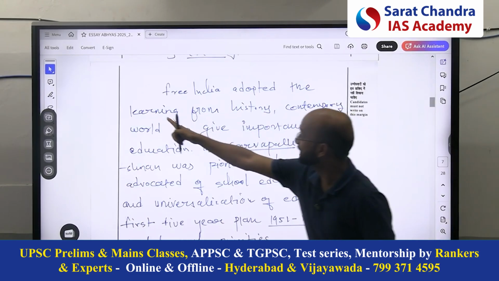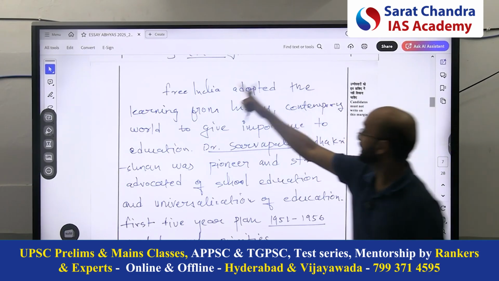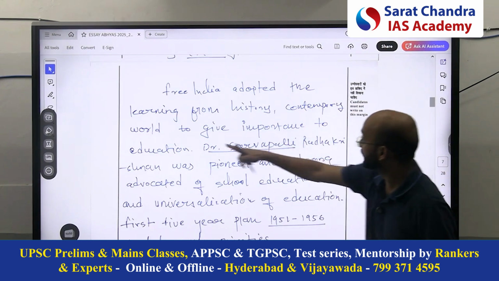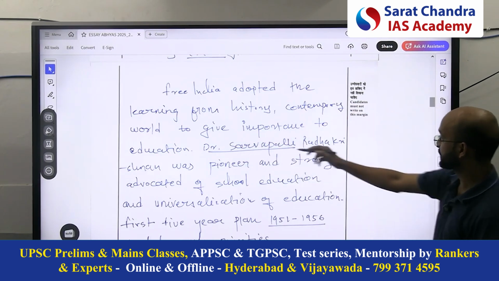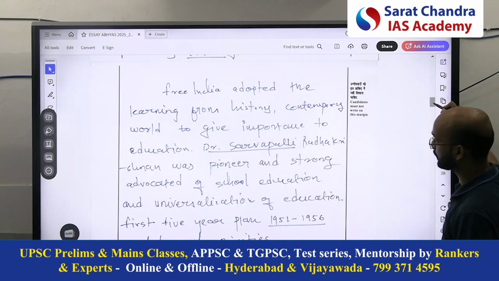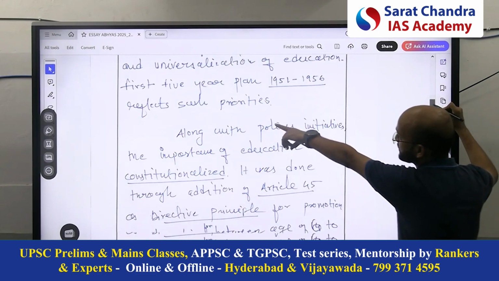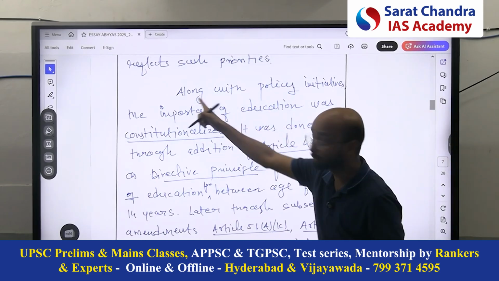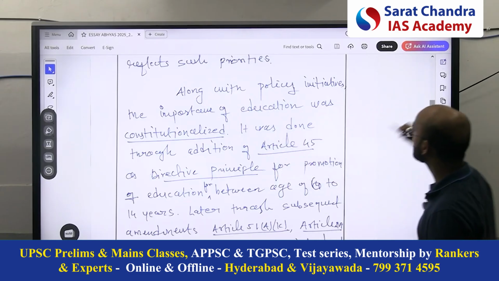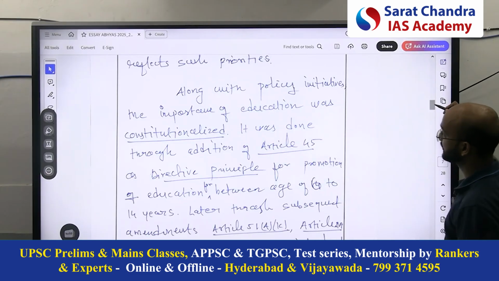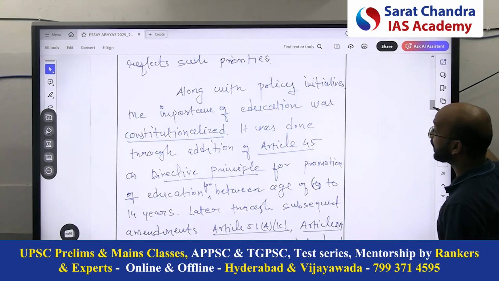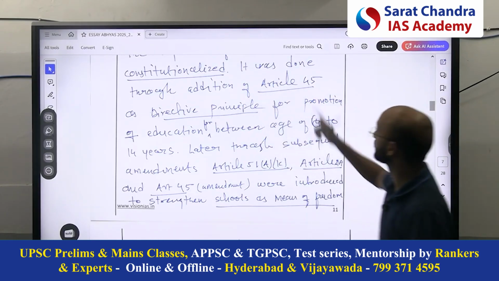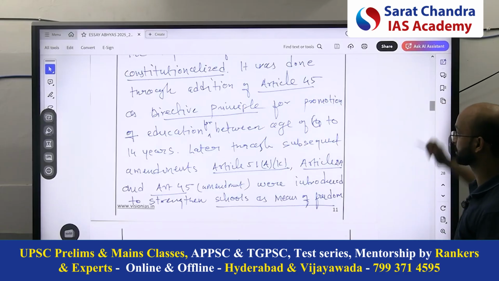See, again this is linking that Free India learned from the history which we taught, the contemporary world, to give importance to education. Dr. Sarvepalli Radhakrishnan, I gave the example, as well as the 5-year plan 1951-56. Along with, see again this is also a linking word, along with the policy initiative which we have taken previously, the importance of education was constitutionalized, and that was done through the addition of Article 45 as a directive principle for promotion of education.